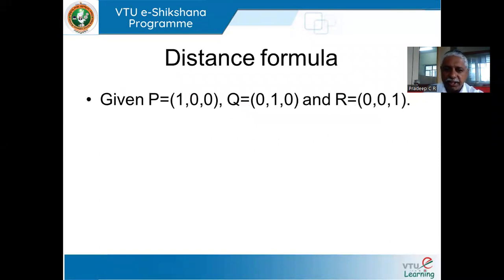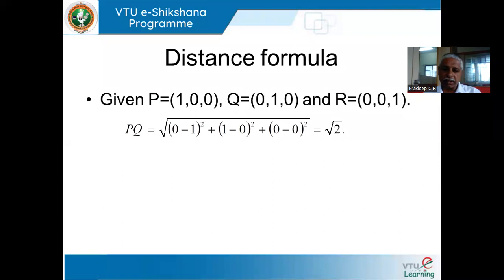I know the given points: P is (1, 0, 0), Q is (0, 1, 0), R is (0, 0, 1). So for PQ, I'll call the coordinates of Q as x2, y2, z2, and the coordinates of P as x1, y1, z1. So it will be the square root of (x2 minus x1) whole square plus (y2 minus y1) whole square plus (z2 minus z1) whole square. So (0 minus 1) whole square plus (1 minus 0) whole square plus (0 minus 0) whole square. I hope you understand this.